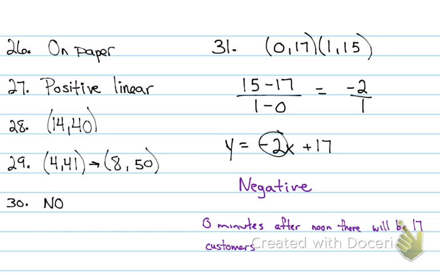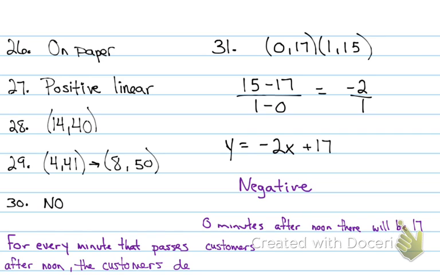For each minute that passes after noon, how many fewer customers are in line? 2. At 0 minutes, it's 17 customers. At 1 minute, it's 15 customers. At 2 minutes, it's 13 customers. So my interpretation is, for every minute that passes after 12 o'clock noon, the customers will decrease by 2 people. All of that came from this equation, y equals negative 2x plus 17. It's showing me how the rate changes over time.